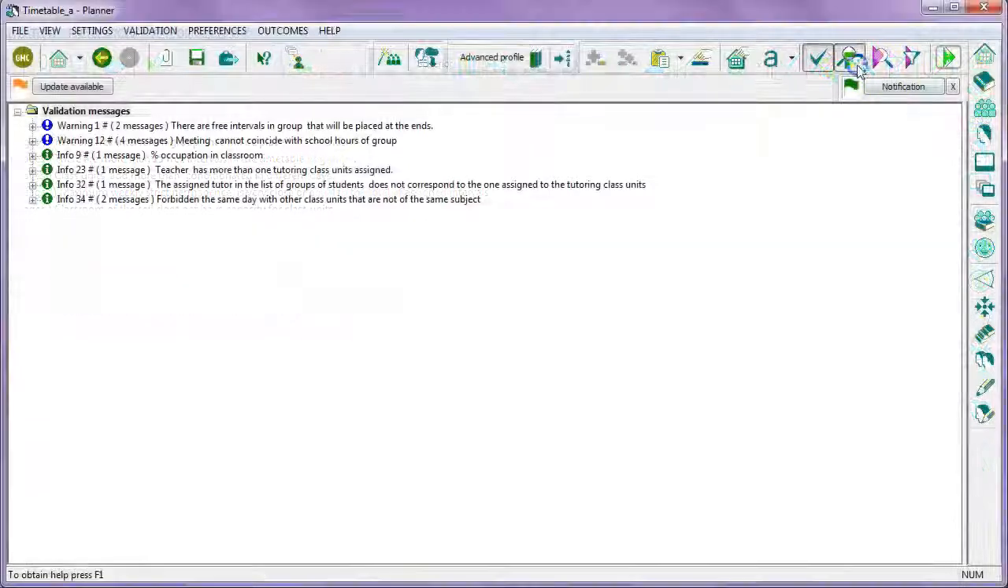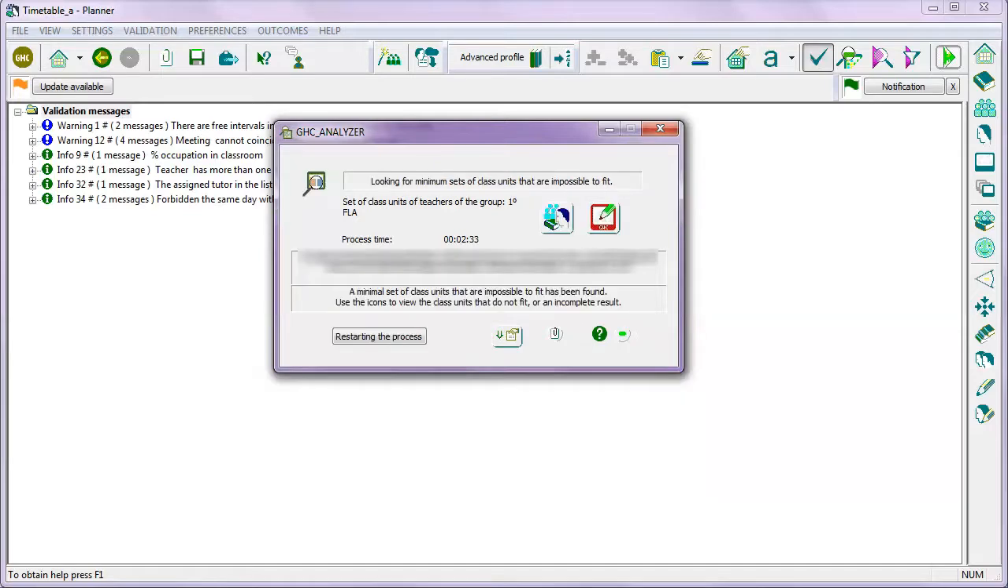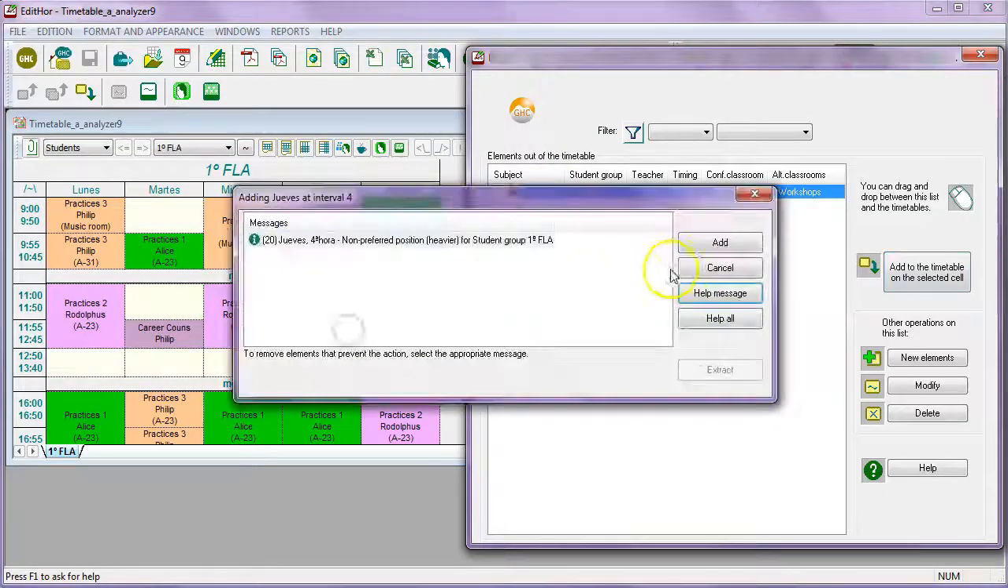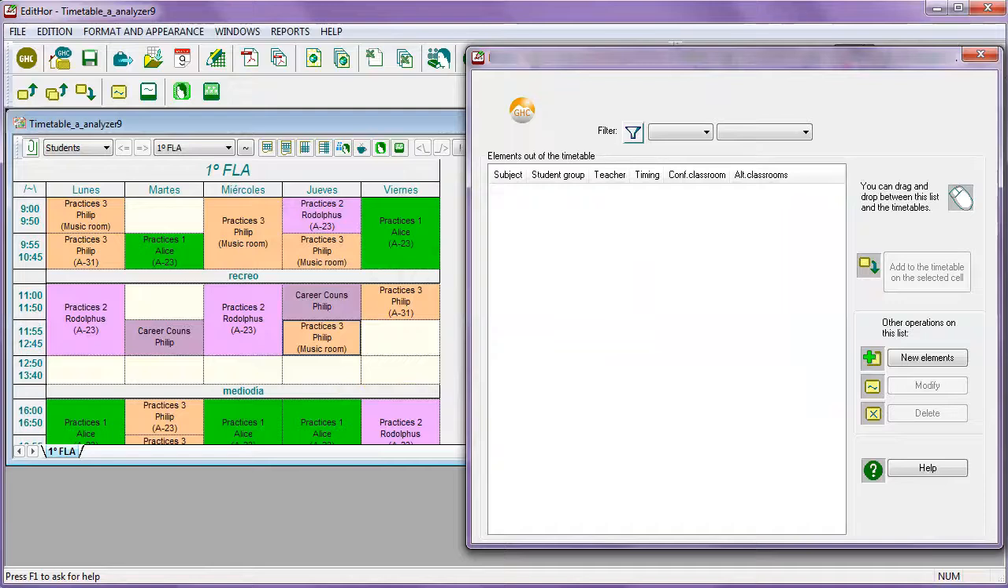The analyzer looks for minimum sets of class units that are impossible to fit. This tool tries to solve independently the timetables of each teacher, each group of students, etc. If it cannot solve any of these sets, it will reduce it to a minimum of class units that are impossible to fit. If the analyzer finds a set of class units that do not fit, it will be easier to see what is happening, that is, what conditions conflict with this minimum number of class units.